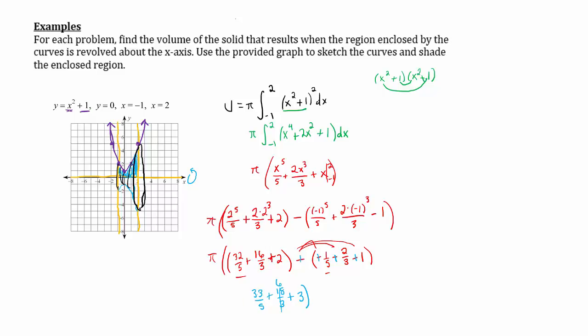So we have 9 plus 33/5, and so either by getting a common denominator or by plugging that into our calculator, we should end up with 78 pi over 5 for our answer.